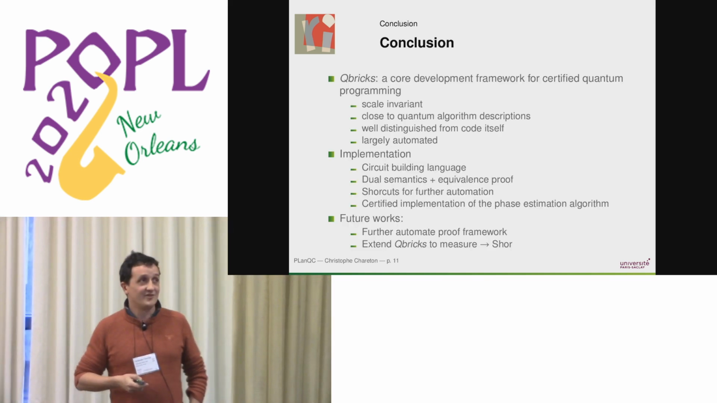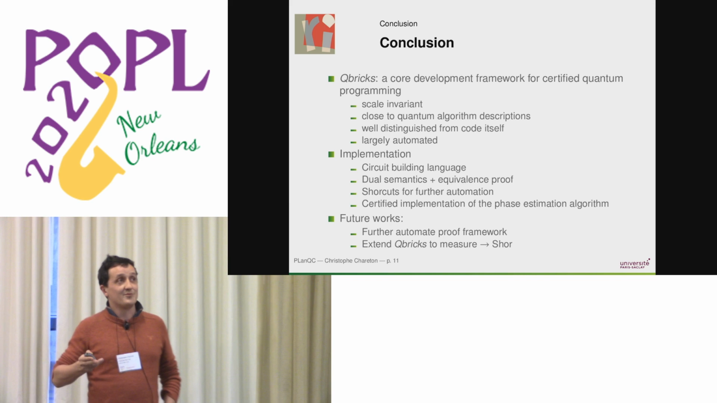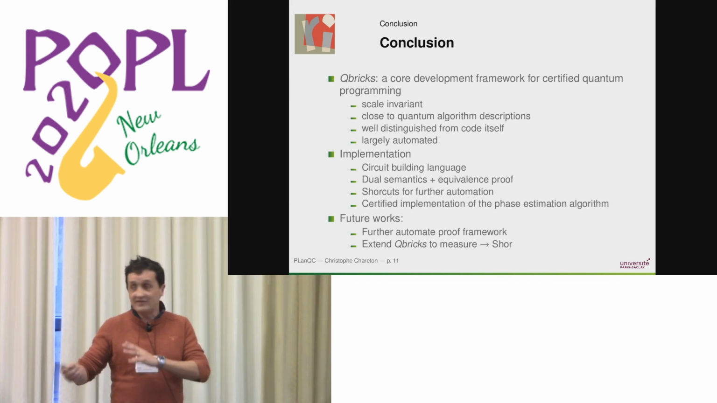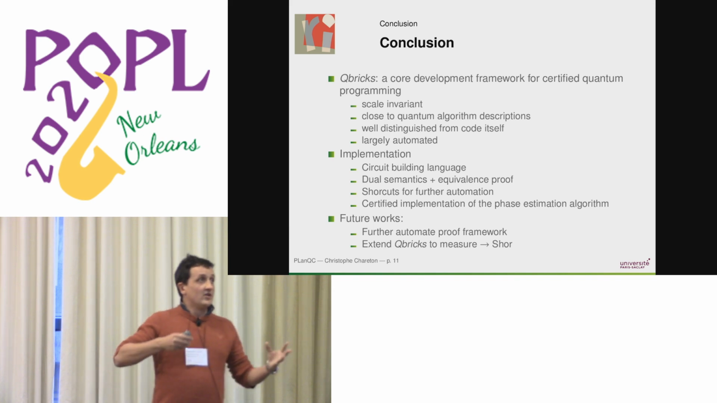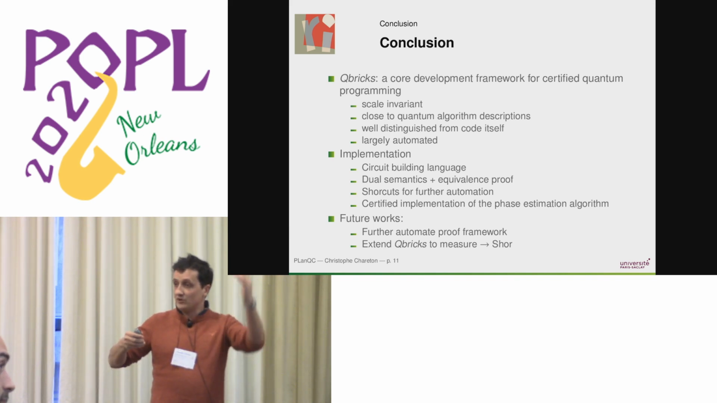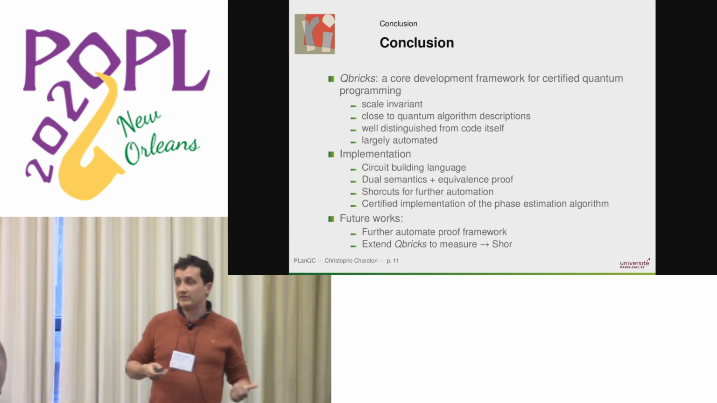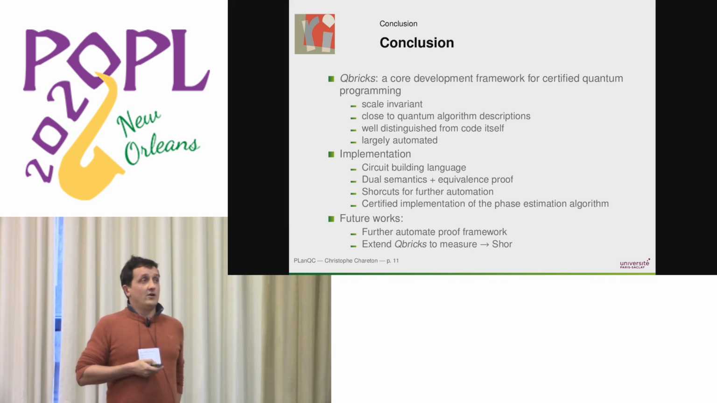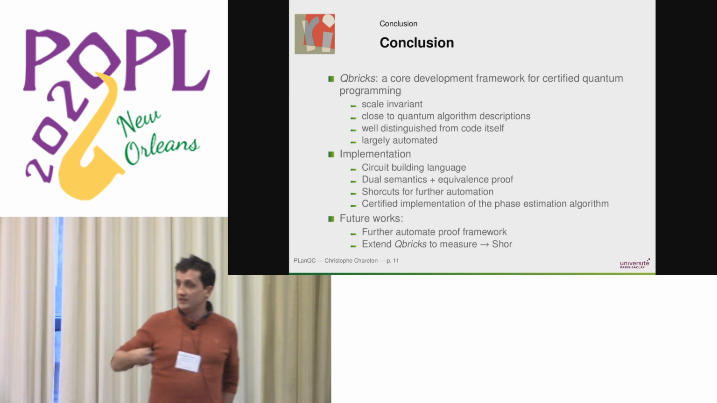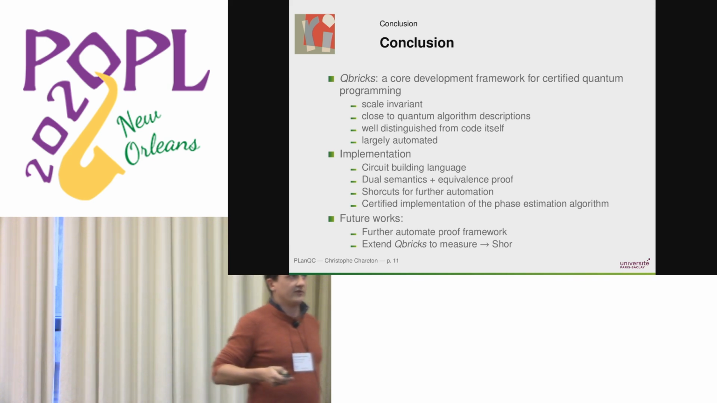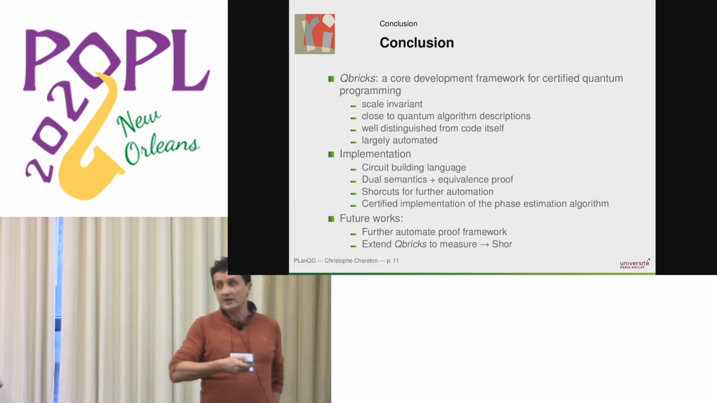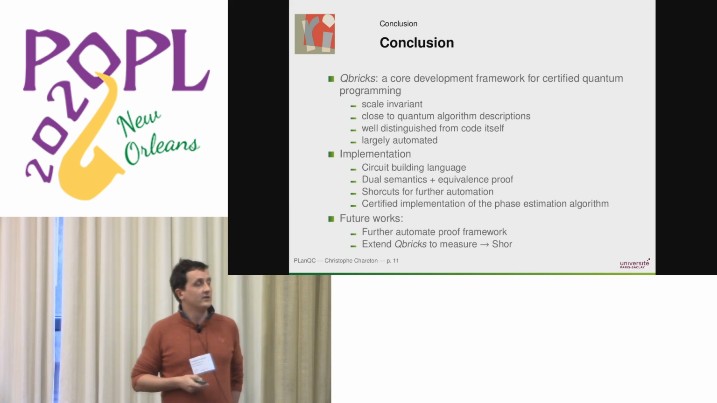So in conclusion, very briefly, I have a core development fragment for certified quantum programming, enabling scale invariant specification and verification, in which we can program in a way that is directly derived from the description of the algorithm in the literature, which can distinguish automatically the effective part of the code from its specification, and which I work on being more and more automated.